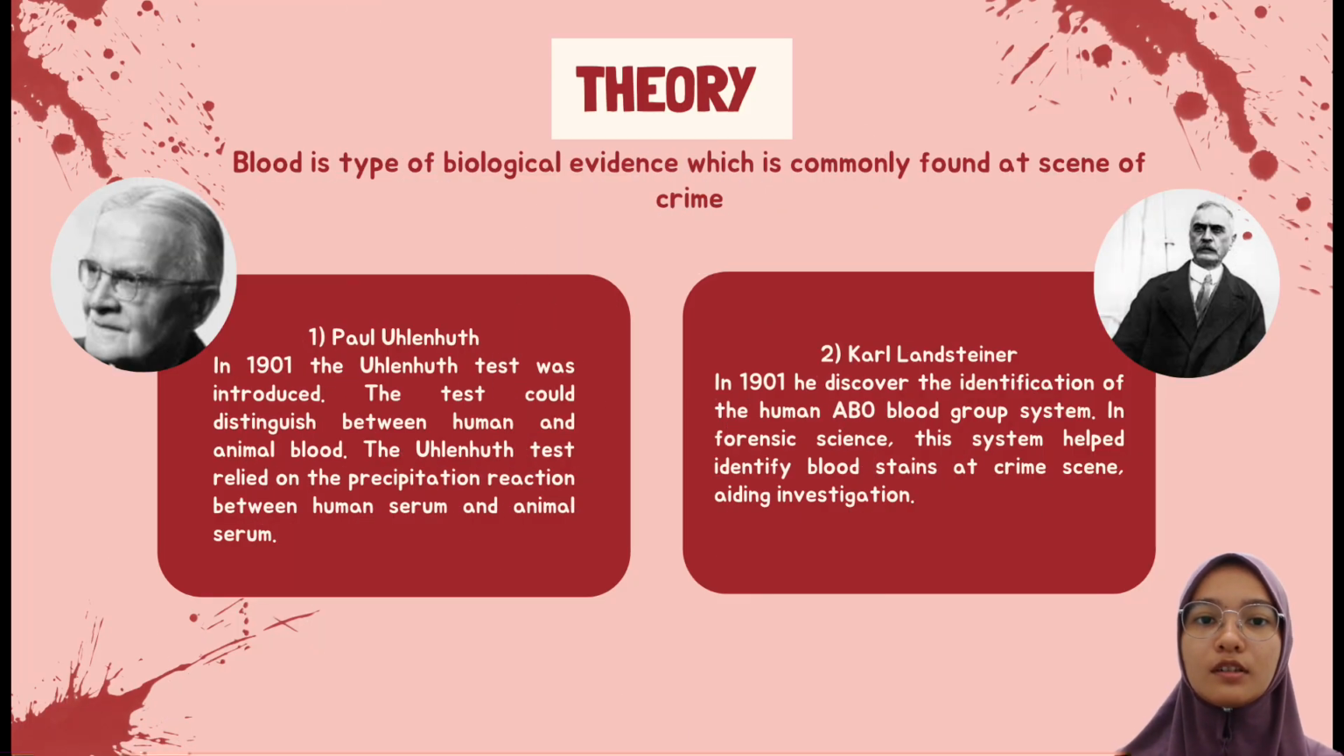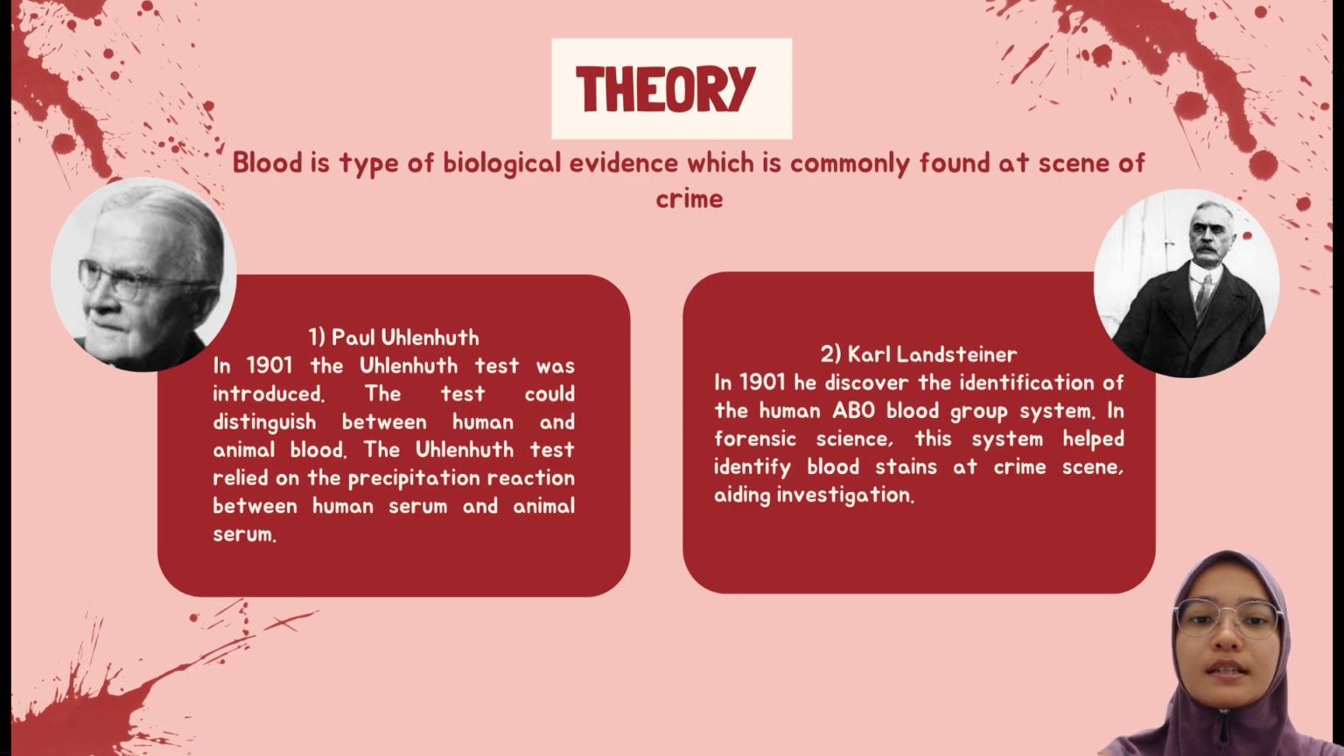In this slide, we're going to talk about the theory. Blood is a type of biological evidence which is commonly found at the scene of a crime. There are two scientists. The first one is Paul Ehrlich. In 1901, the Ehrlich test was introduced. The test could distinguish between human and animal blood. The test relied on the precipitation reaction between human serum and animal serum. The reaction between human serum antibodies and animal serum protein produced a visible precipitate, enabling investigators to identify the blood stain origin from either human or another species.